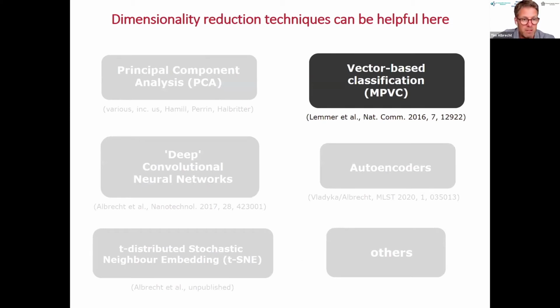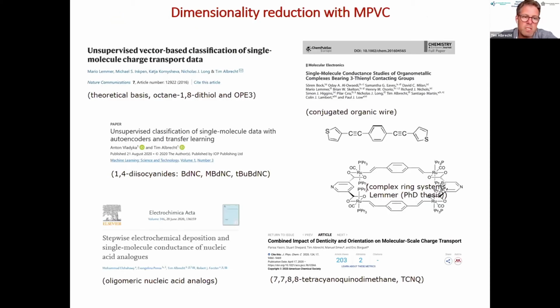Now, coming to the first method, vector-based or multiparametric vector-based classification, MPVC. In the interest of time, I will not go into a great level of detail, but just highlight how this method helps us to extract information from data that at the point when we recorded them was unexpected. The theoretical basis for this was published in this Nature.com article in 2016. On the top left here, that's based on simulated data and experimental data. We've since then applied this to a range of different experimental systems, and it works quite nicely in many cases.